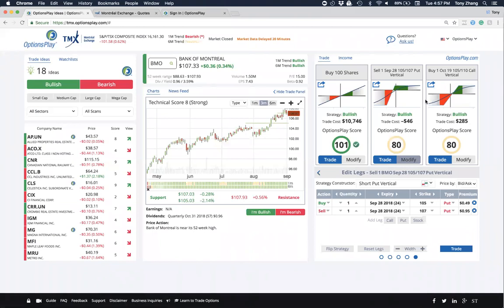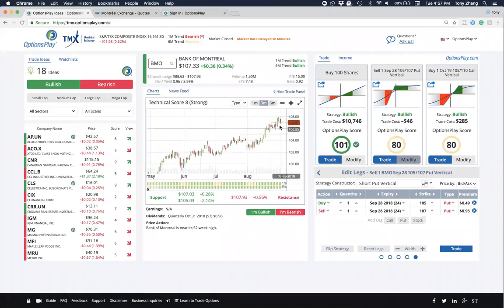Okay, let's take a look at this. We're looking at BMO, Bank of Montreal. Like I said, I don't necessarily have a view on this specific stock, but it certainly is a bullish stock. As you can see, 1 month and 6 month trends are bullish. Technical score of 8 telling me this is a relatively strong stock.